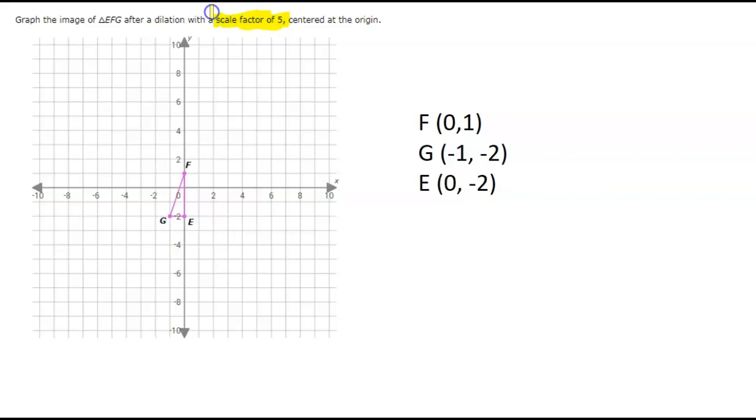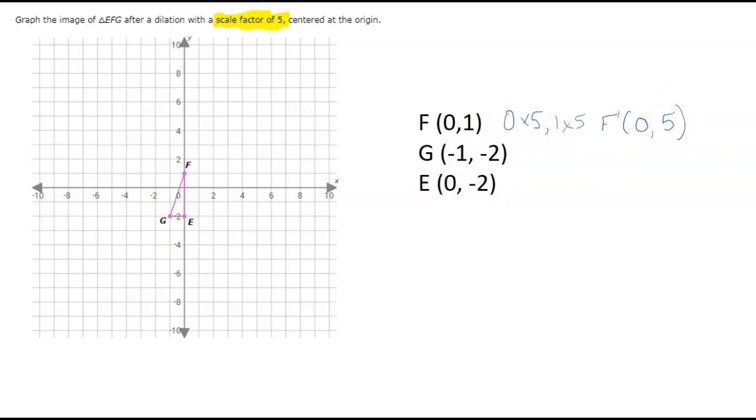Scale factor of 5 tells me that it's going to increase, it's going to enlarge at a rate of 5. So each x and each y, we're going to multiply by 5. So in order to get my F prime, I'm going to take 0 times 5 for my x, which is 0. So I'm creating F prime. And then I'm taking 1 times 5 to get 5 for my y value.